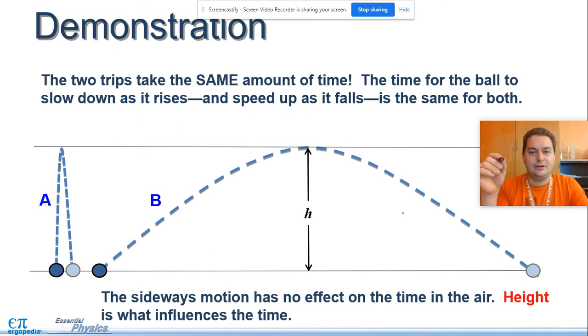For example, like I said, the trips take the same amount of time. The time for the ball to slow down as it rises and speed up as it falls is the same for both. Think about it. What affects the ball? Free fall and projectile motion are the same thing. It's when they're affected only by gravity.